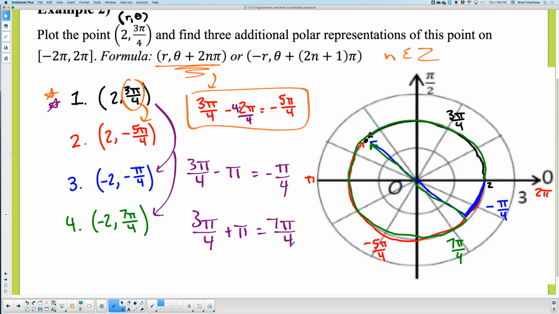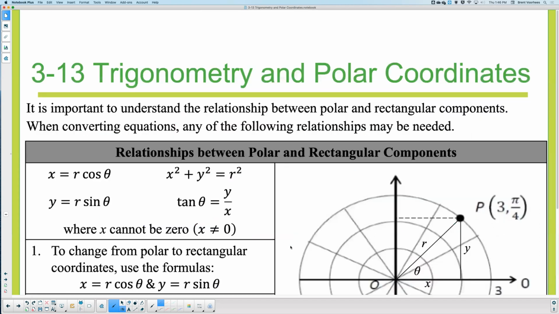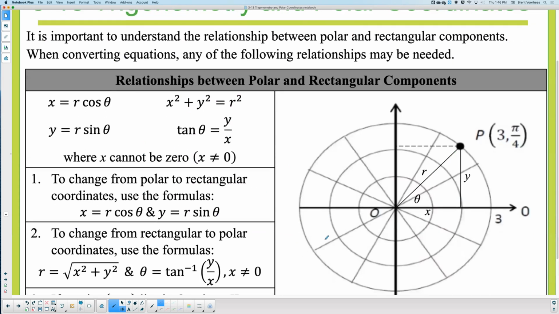Always to the right. If I gave you a negative y, which way would that go? Down every time. With r and theta, it's different. You can plot any one point 4 different ways. All right, with that, we're going to convert. I'm going to show you the relationships, and then we're going to start practicing some other stuff.